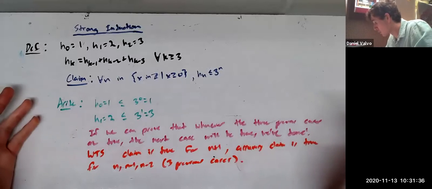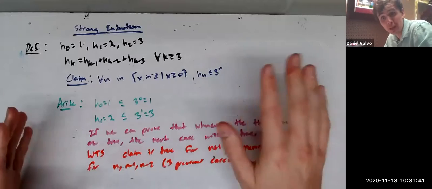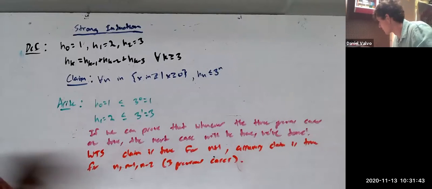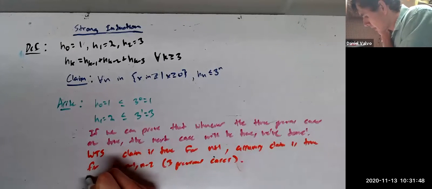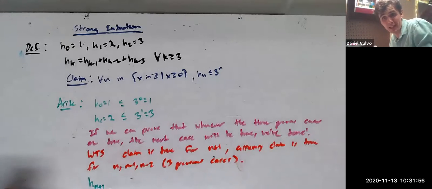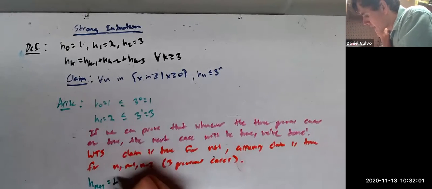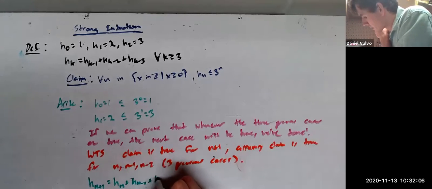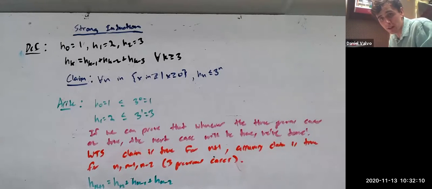So if we want to show the claim is true for h of n plus 1, that means we really want to show that h of n plus 1 is less than 3 to the n plus 1. That's what it would mean if the claim is true. So let's check it out. So notice that h of n plus 1, well, what's that equal? Can we write that in terms of the previous cases? Because that'll really be helpful. And it equals h of n plus h of n minus 1 plus h of n minus 2, the three previous cases from n plus 1, like I said there. So that's what h of n plus 1 is. It equals that.